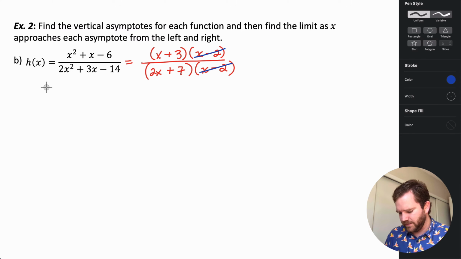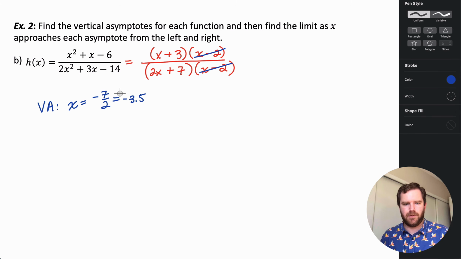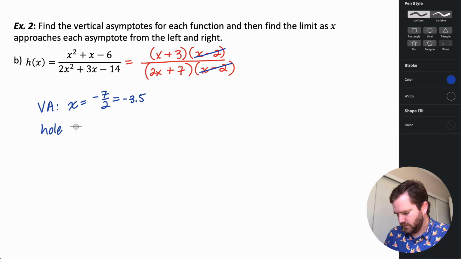So let's find the limit of h of x. Well, actually, first we need to look at vertical asymptotes. So the vertical asymptotes are going to happen at what makes our new reduced rational function 0. So that's when x equals negative 7 over 2. Which would be negative 3.5. For ease, we'll probably use this decimal here. And then we know that we have a hole when x is positive 2.